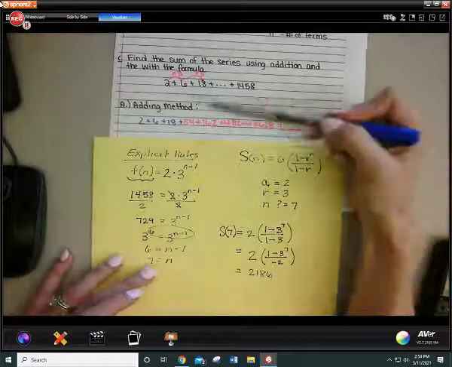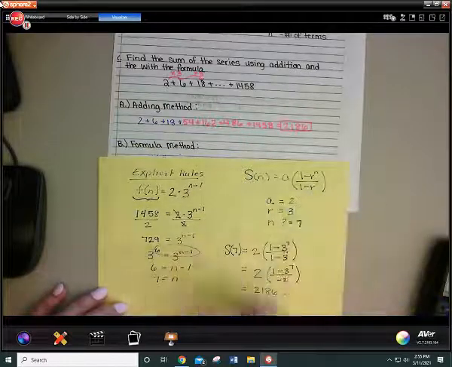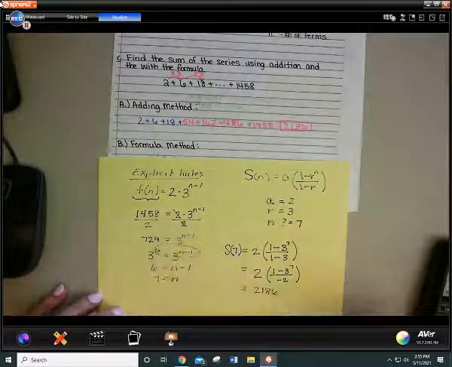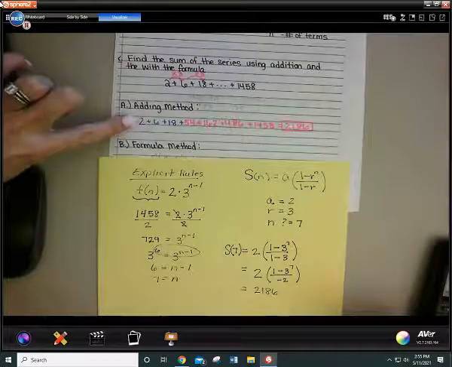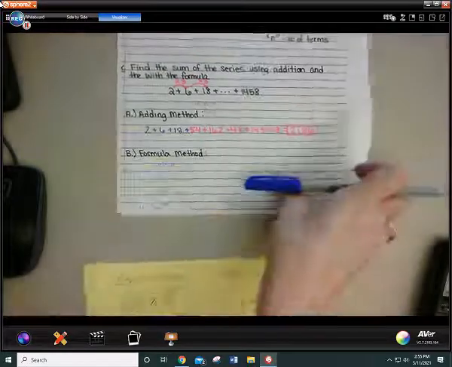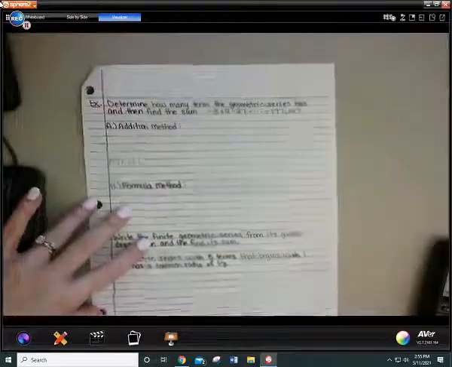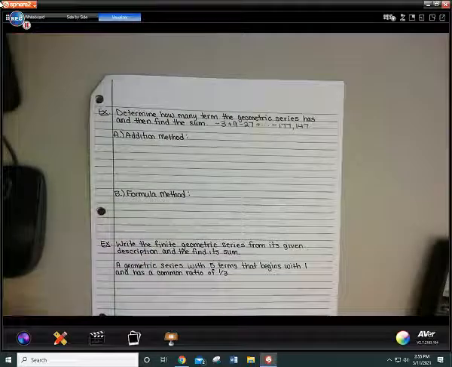Now let's compare the two methods. Here was method A, the addition method. With the formula method, I had to do all of this. Which one seems like the better method? This one. All right, but we'll keep practicing writing their rules. All right, so it says determine how many terms.